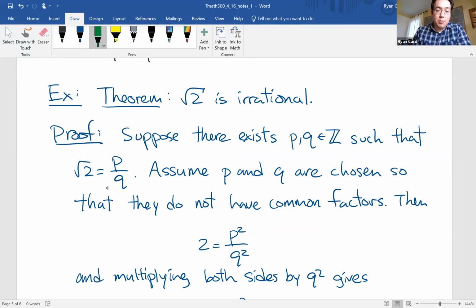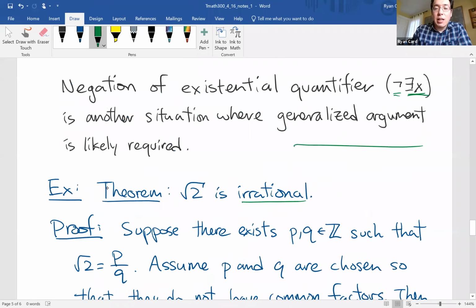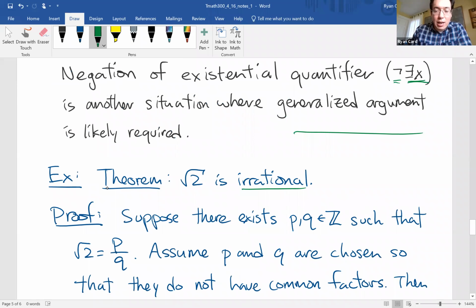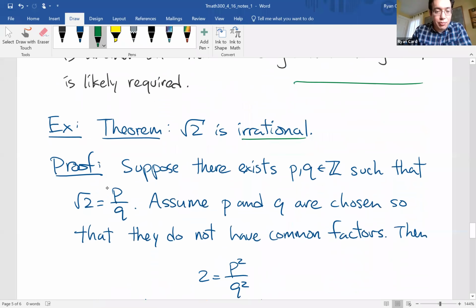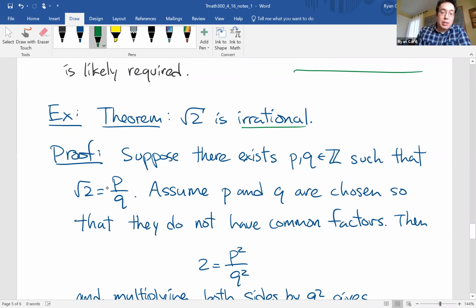So let's look at the theorem that the square root of 2 is irrational. This sounds like a direct statement, but the word irrational means there isn't a ratio of integers where you can write it down and it's equal to the square root of 2. So you could interpret this as a non-existence proof, that you can't write it as a ratio of integers. So let's see how this could be proved.